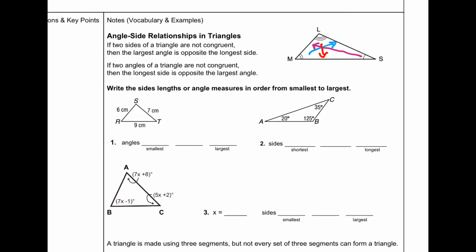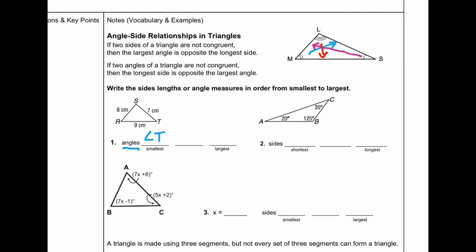So if I'm going from smallest to largest, and it's asking me about the angles that I've got, I'm going to find the smallest side, and I think we can all agree that 6 is smaller than 7 and 9. So that means the angle opposite that side is going to be the smallest angle. So angle T is going to be my smallest one.